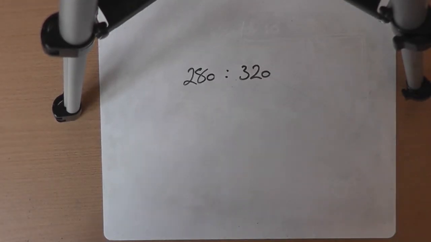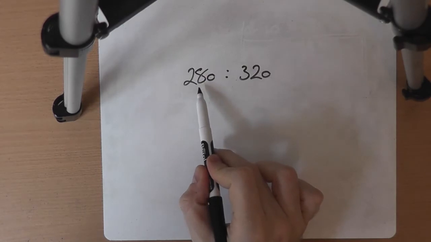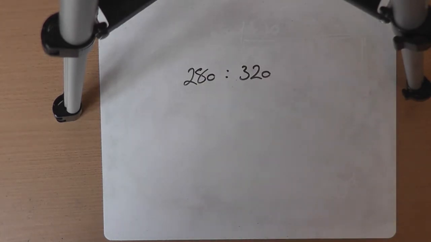Consider the ratio 280 to 320. Perfectly reasonable ratio. It means we have 280 of one thing and 320 of another in that relationship. Problem is, these are quite big numbers, and they're quite difficult to conceptualize. They're quite difficult to put in our minds and think about 280 of something and 320 of something. They're too big to really mean very much to us.